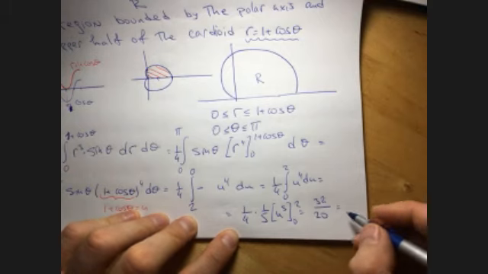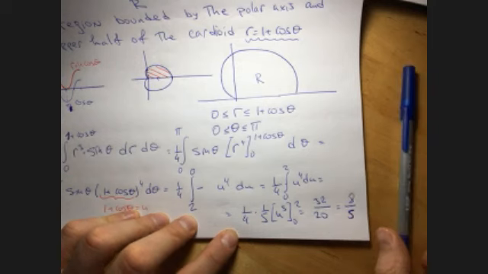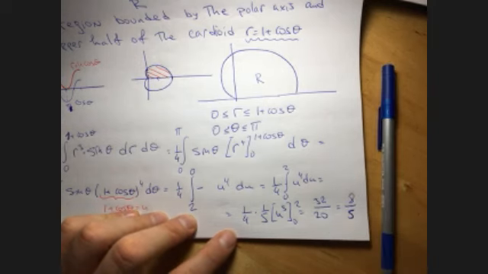And then we can divide it by 4. Is 32 divisible by 4? Yes, 8. So 8 over 5.